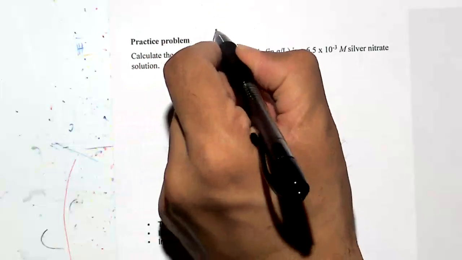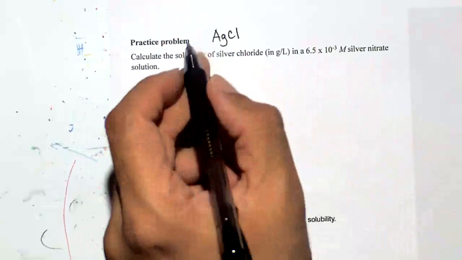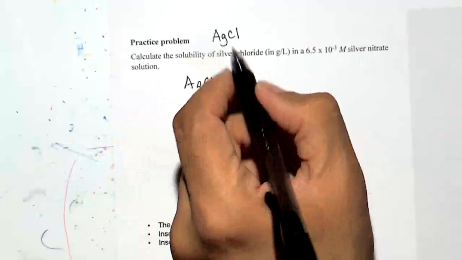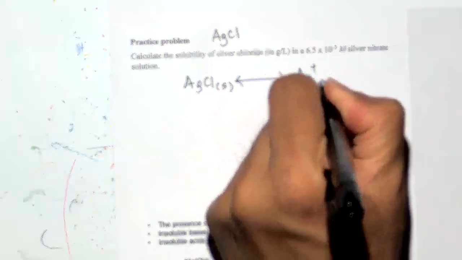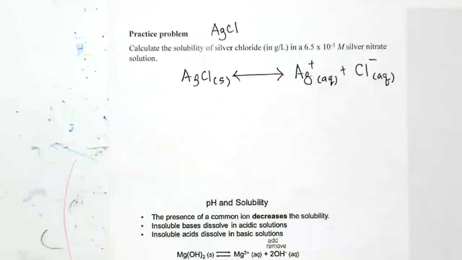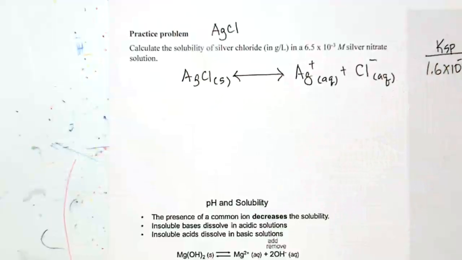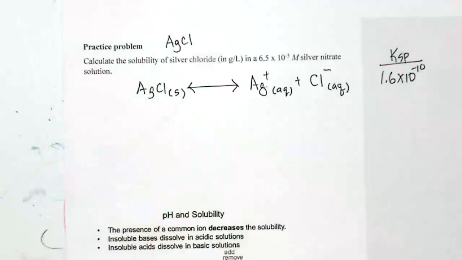Calculate the solubility of silver chloride in grams per liter in a 6.5 times 10 to the minus 3 molar silver nitrate solution. All right, so what is the KSP of silver chloride? Let's check that out. I'll give you this on the exam, but the KSP of silver chloride is 1.6 times 10 to the minus 10.